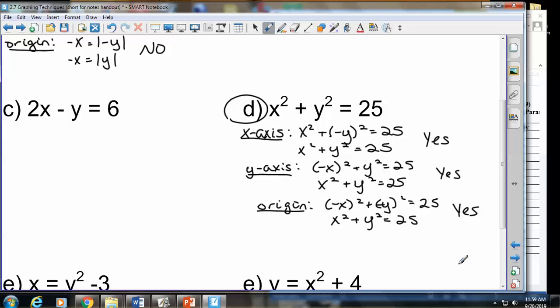In general, you can get all three to be no. You can get one to be yes and two to be no, or all three will be yes. You'll never have two yeses and one no.